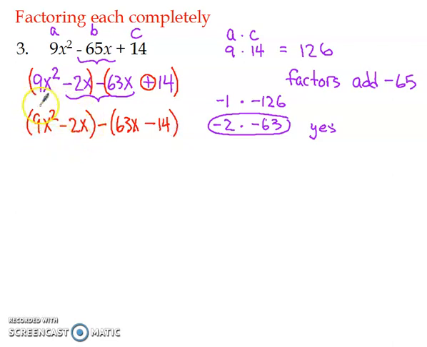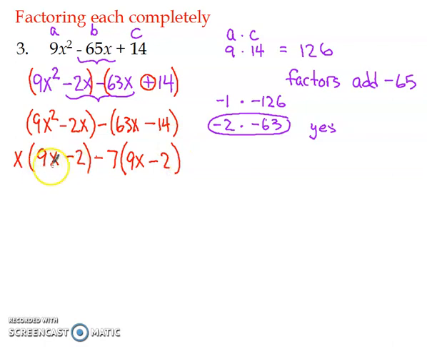As before, we're going to factor from the first group the greatest common factor of 9x squared and negative 2x, and that would just simply be x, leaving us a 9x and a negative 2. Over here in the second group, factor out the greatest common factor of 63x and negative 14. This would be 7. 7 times 9x gives us 63x, and 7 times negative 2 gives us negative 14.